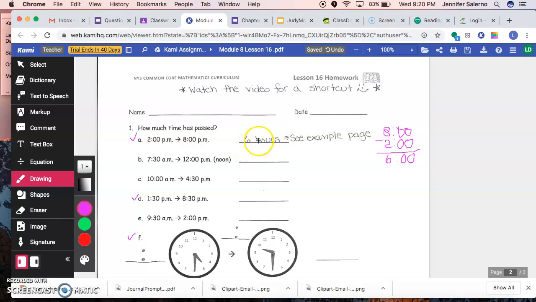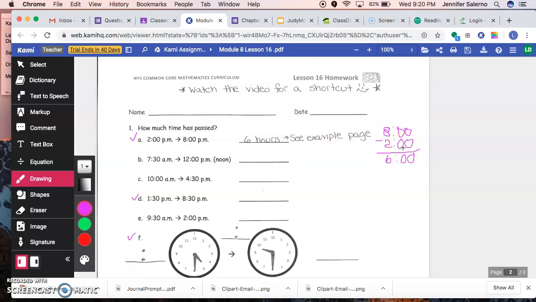You have to remember hours, okay? You have to remember to use that unit. You can't just write 6, because 6 could be 6 seconds when we're dealing with time, 6 minutes. You have to make sure you're clear on your unit. So I just want to make that known, okay? So again, this works when both numbers that you're trying to figure out how much time has passed, both have the same minutes, okay?